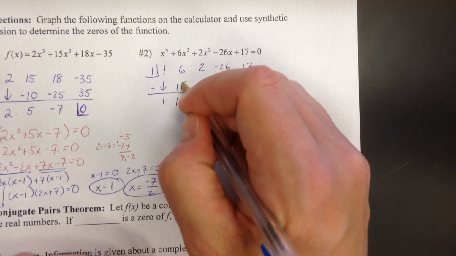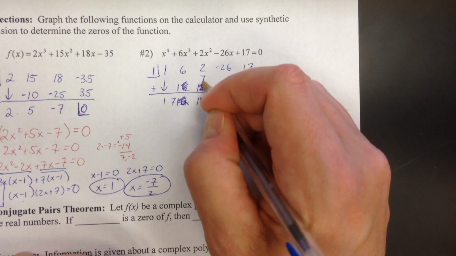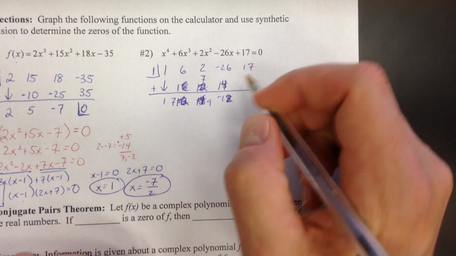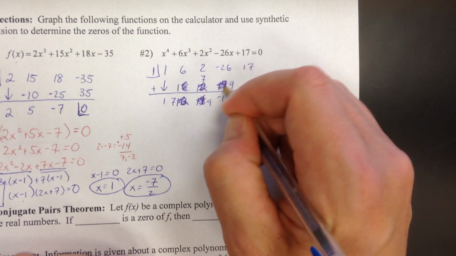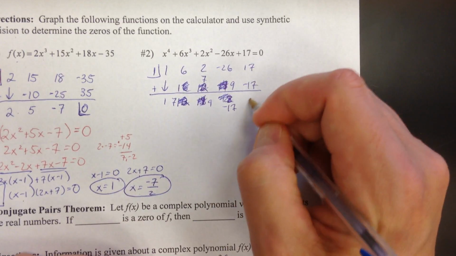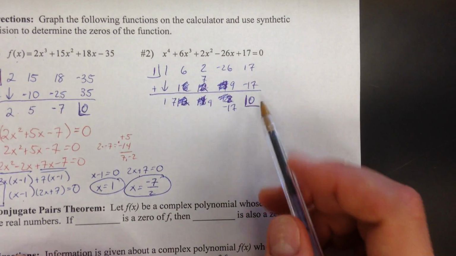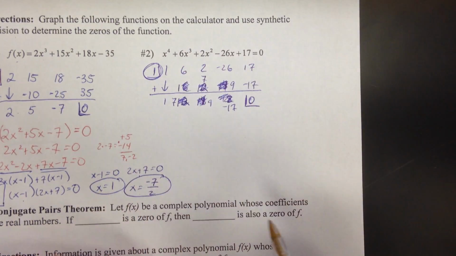1 times 1 is 1. 6 plus 1 is 7. 2 plus 7 is 9. 9 times 1 is 9. Negative 26 plus 9 is negative 17. Okay, now this is what happens when you rush. So I should probably slow down. Okay, so 1 is a solution.